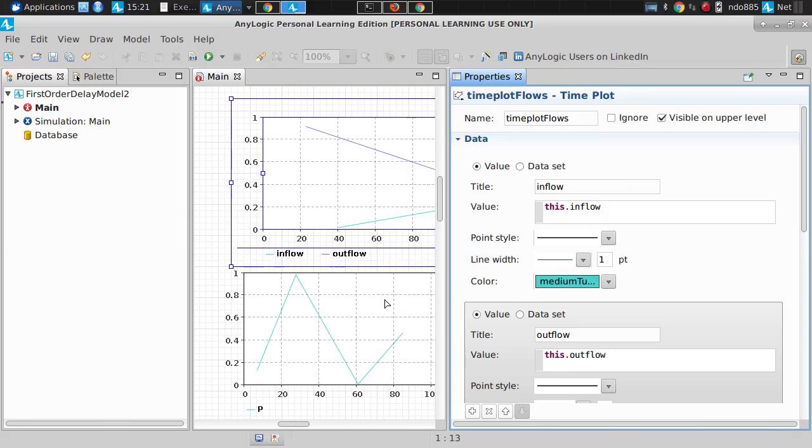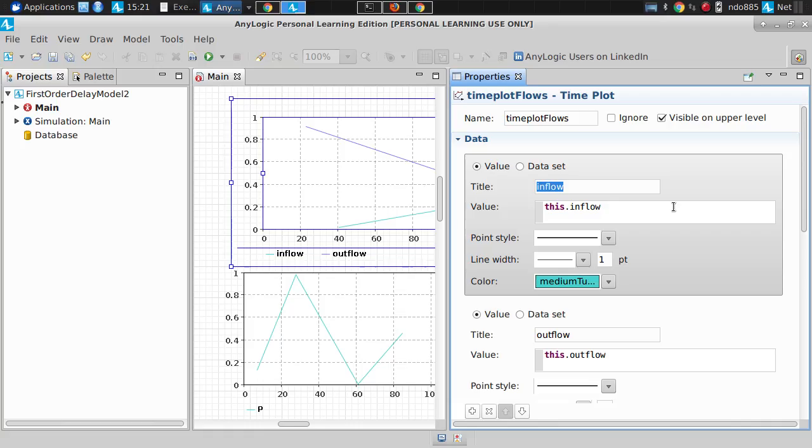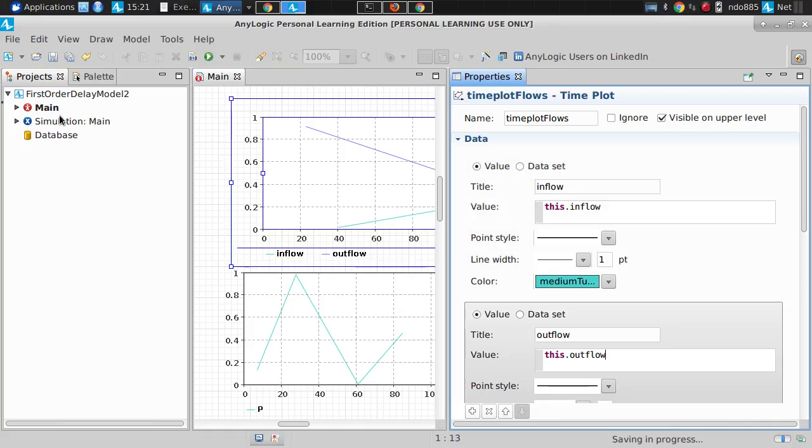Okay, ladies and gentlemen, so what did I do? I copied this graph. I showed you two ways you could copy it: one with control drag or command drag or option drag, whatever it is on Macs, and another with right-clicking copy, clicking somewhere else, doing right-click paste. After that, I called it time plot flows, and instead of plotting P, I plotted inflow and outflow. Okay, ladies and gentlemen, let's run this thing.